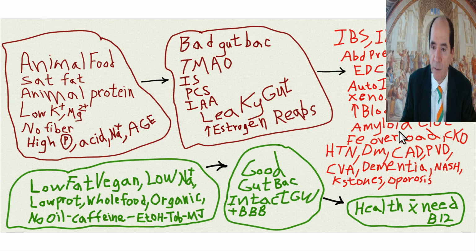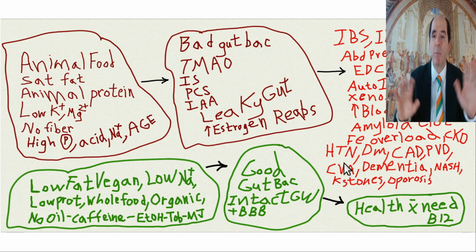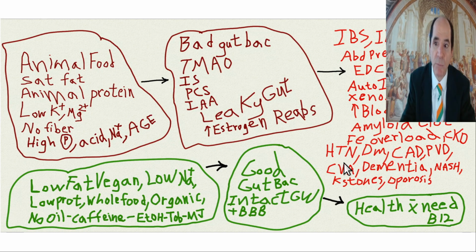You get CKD, more chronic kidney disease, more hypertension, more diabetes, more coronary artery disease, more peripheral vascular disease, more strokes, cerebral vascular accidents, dementia, non-alcoholic steatohepatitis, fatty liver, kidney stones, osteoporosis, and a bunch of other diseases. You just get tons more disease. There's no comparison. And then what about low-fat vegan? The only bad thing about low-fat vegan, low sodium, low protein, whole food, organic, no oil, caffeine, alcohol, tobacco, MJ, is that the only health problem you get is you've got to take a little bit of B12. It's totally the optimal human diet.